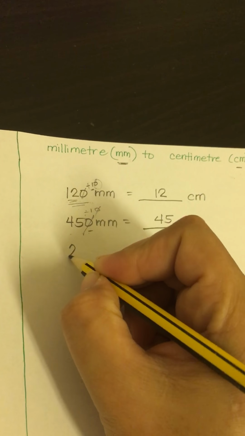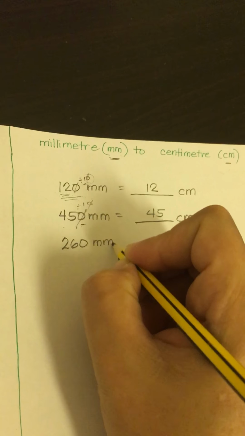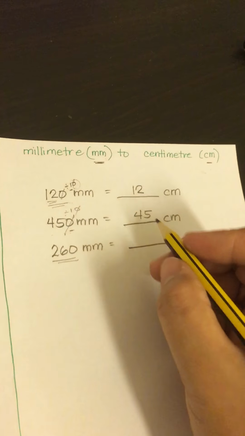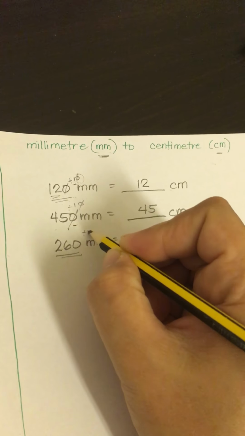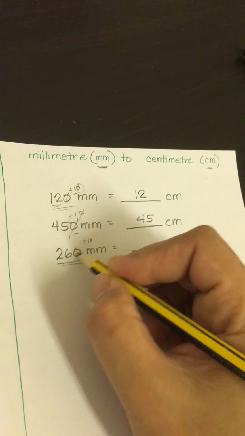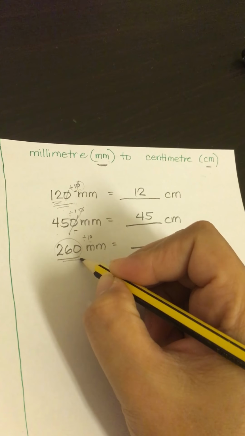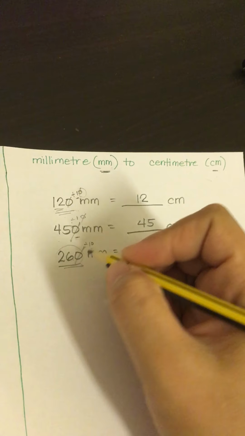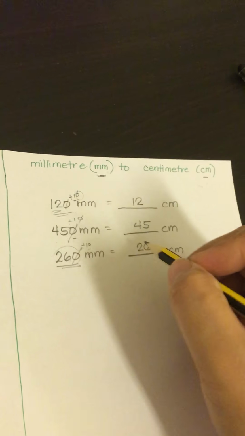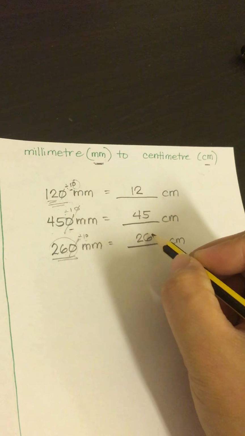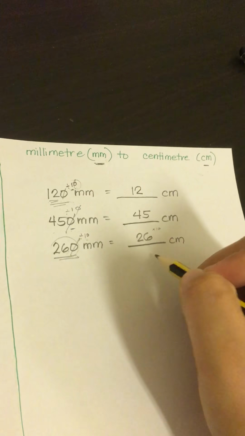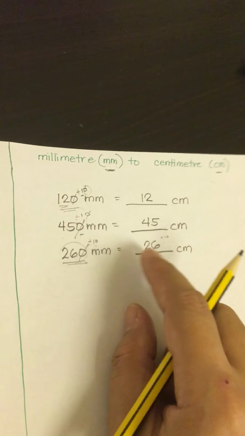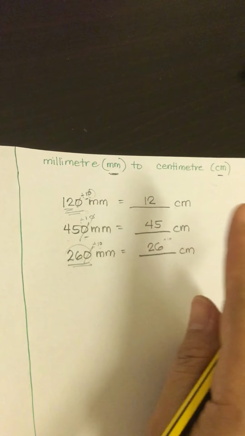Another example, 260 millimeter. Again, to change it into centimeter, look at the number from big number going to smaller number. You divide it by 10. How many 10 in 260? You just cancel the 0, to make it fast. So 260 becomes 26. If you want to check if your answer is correct, you multiply it by 10. 26 times 10, then it will give you 260. So you just do the opposite, if you want to know if your answer is correct.